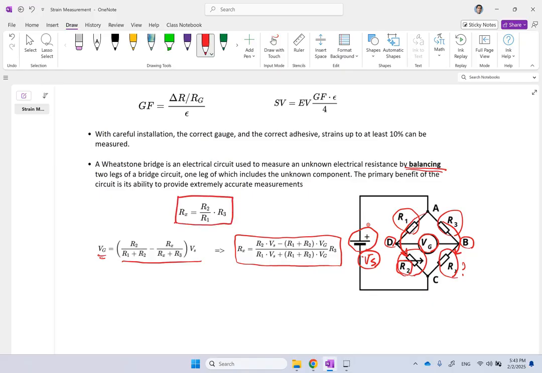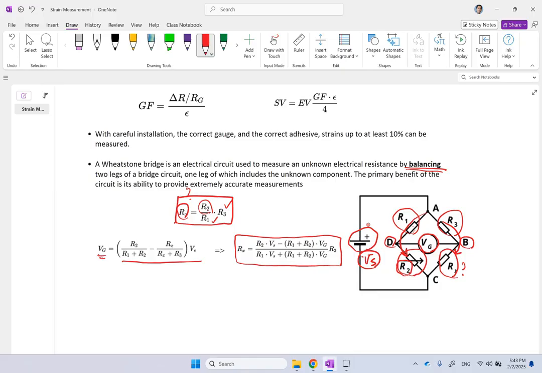So this R2 is the one that I change. R1 and R3 are fixed. So I change R2 until no voltage exists between D and B, or no current passes through it. And this is my unknown resistance that I can measure, correct? So this is the formula for Rx when the bridge is balanced.